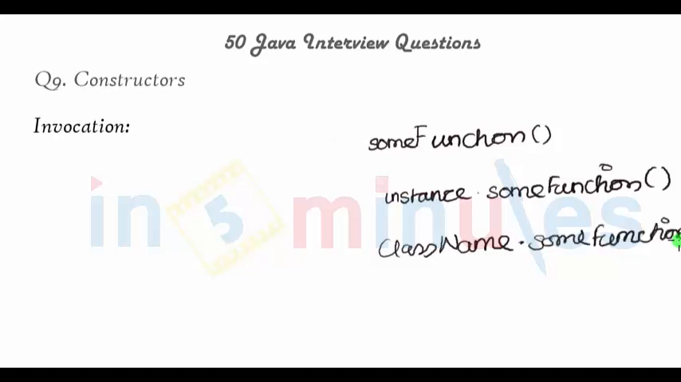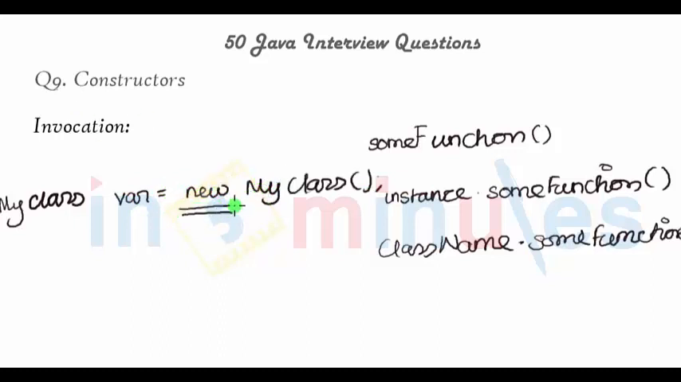So let's proceed. What about constructors? How exactly do you invoke a constructor? Now remember, constructors are always invoked when you create an object. Constructors are responsible for allocating memory to your objects. Hence if you're trying to create an instance of a class, let's call it MyClass, this is what you do. MyClass variable is equal to new MyClass. So this new keyword is responsible for invoking the constructor.